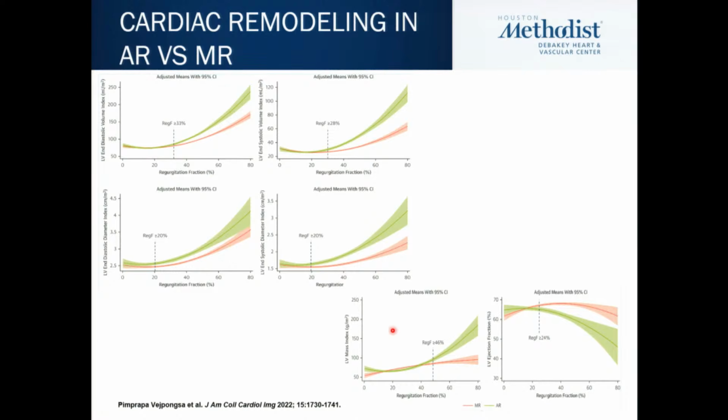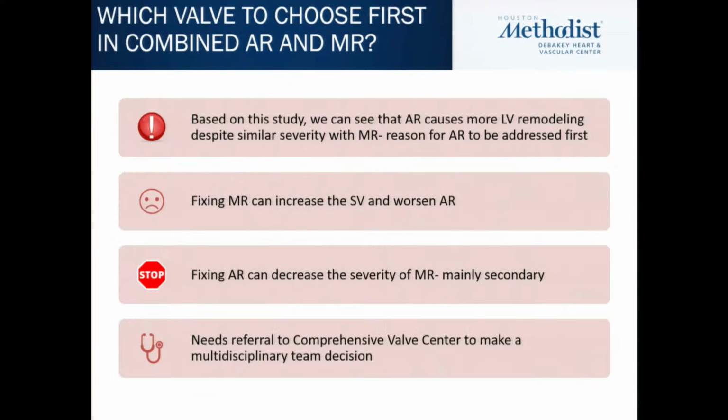At milder regurgitation, the volumes and diameters were not significantly different between the MR and AR. However, at moderate and severe, you can see there was much higher remodeling seen in patients with AR, which is shown in green, as evidenced by increased indexed LV volumes and diameters. So based on this study, we see that AR causes more LV remodeling despite similar severity of MR, and this could be one of the reasons why we could address AR first.